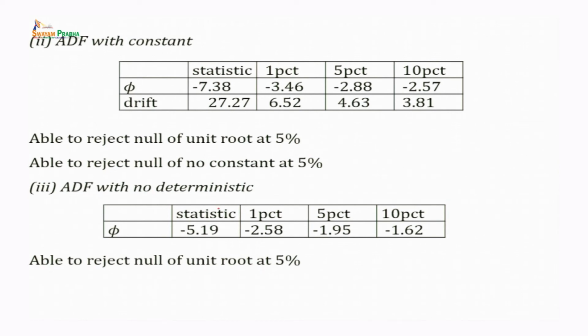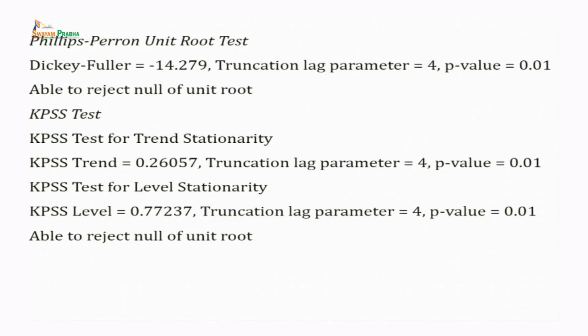Then we have applied ADF with no deterministic terms. So, we are taking neither a constant term nor a trend term. We are again able to reject the unit root hypothesis at 5%. Then we also applied the Phillips-Perron test, which gives this statistic value, and then we are able to reject the null of unit root. In fact, when we apply the Phillips-Perron test, we have taken the truncation lag parameter to be 4, m is equal to 4.